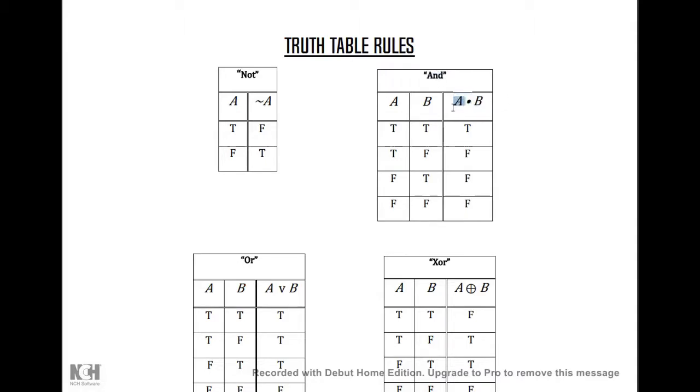What's the only time an AND statement works? If I say A and B, what's the only time an AND statement is true? Well, when both of them are true. If I say something like, it's Tuesday and we have a test today, the only way this statement would be true is if the individual parts are true.